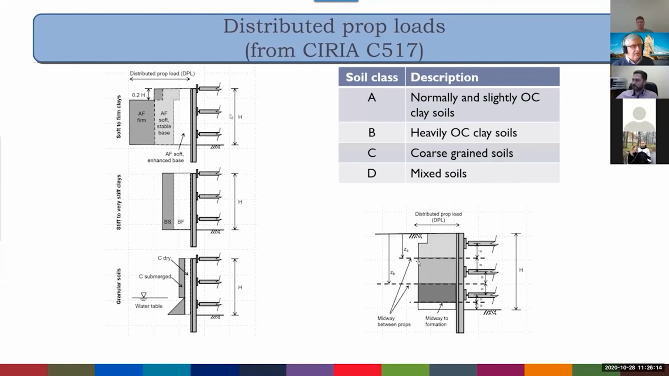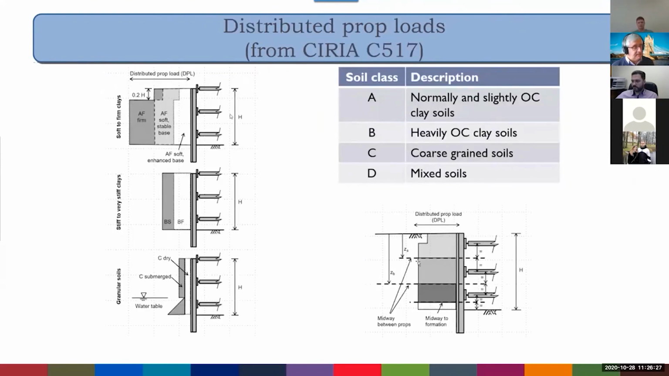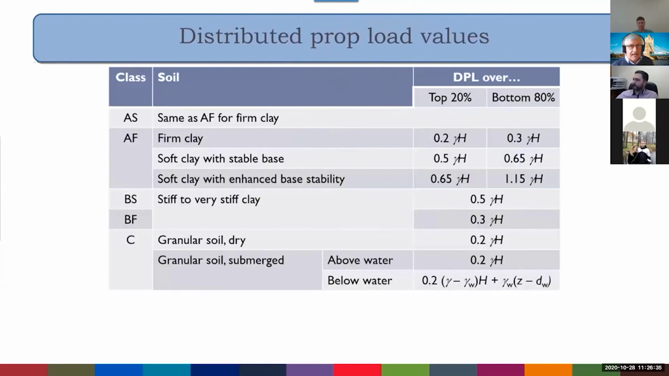So slightly different diagrams, a more comprehensive database of soils. You've got to remember that the Peck diagrams are based mainly on Boston blue clay, so a limited range of soils, whereas this is a bigger database of soils and a bit more sophistication in the method. So you've got some classification of the soils, and then you've got some values for the prop load as a multiplier times gamma H, where H is the retained height. So here's a more modern version of the Terzaghi and Peck envelopes. I would certainly recommend you looking at this. It's quite a valuable method.